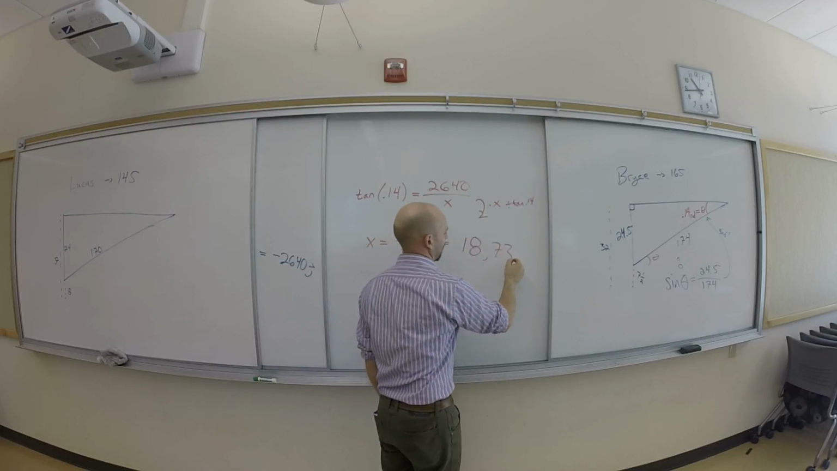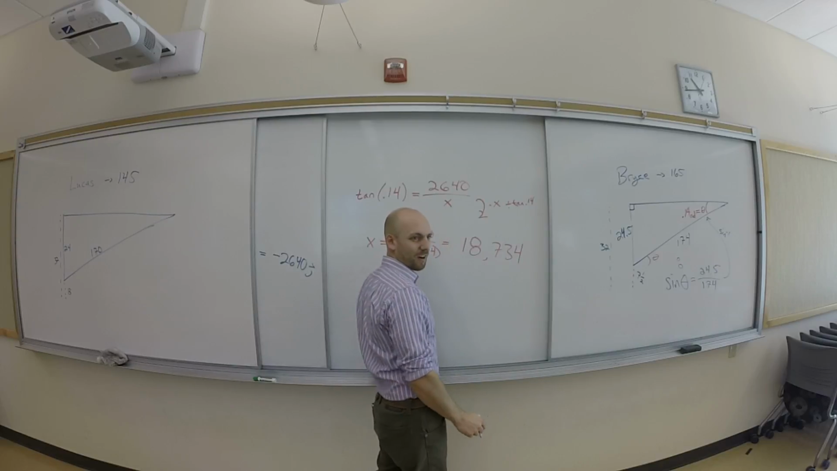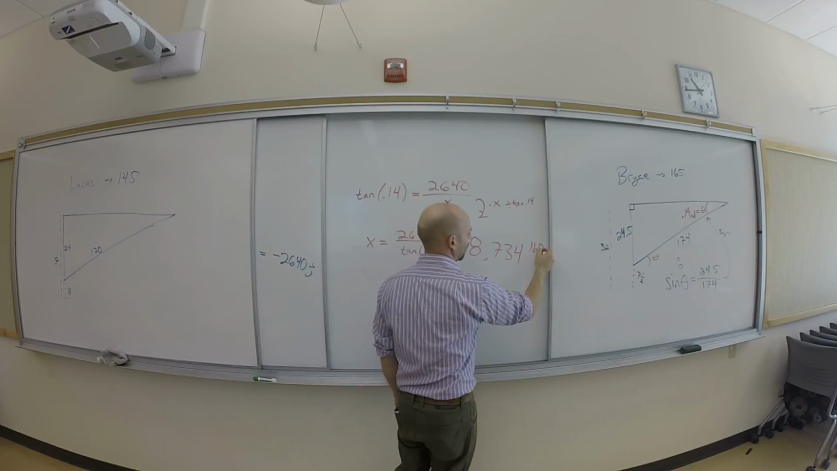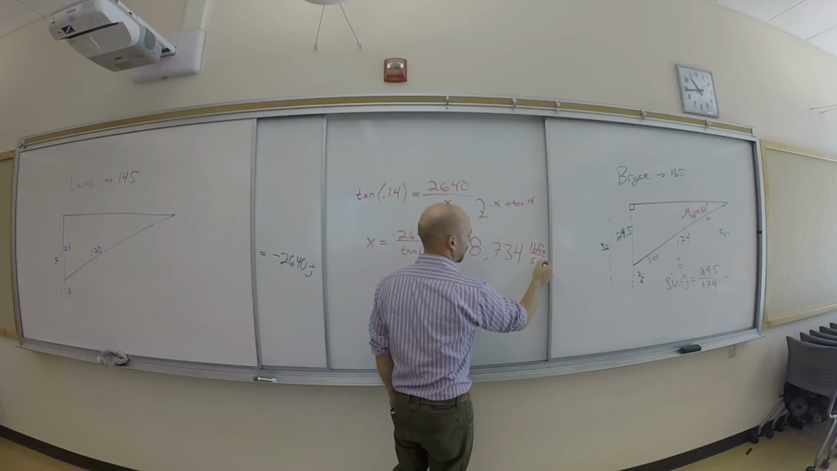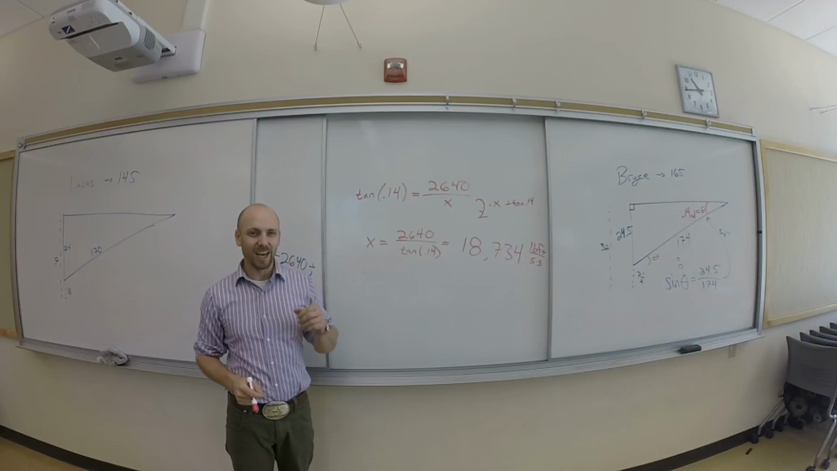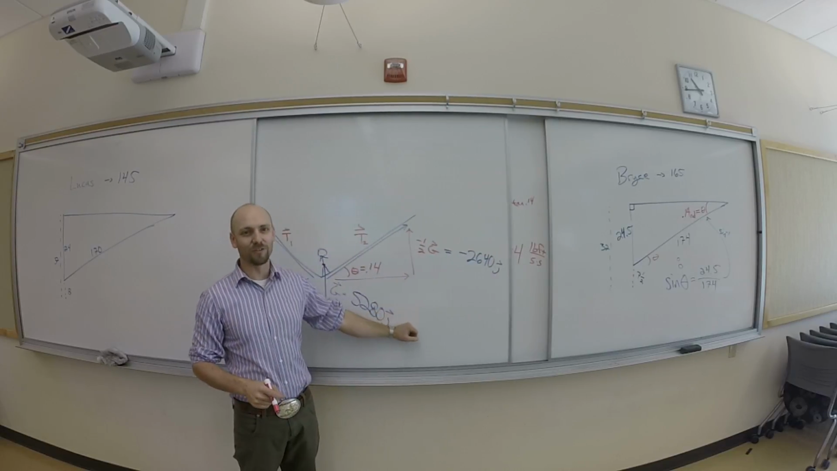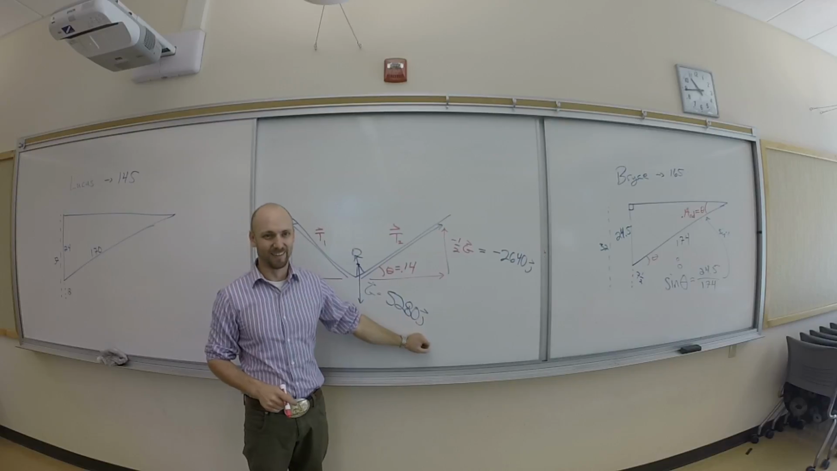18,734 pounds feet per second squared. Yeah, inconvenient units, right? This is pound feet per second times seconds. That's like the imperial analog of newtons, right? Yeah, which is super annoying. I really should have done this problem in metric, right?